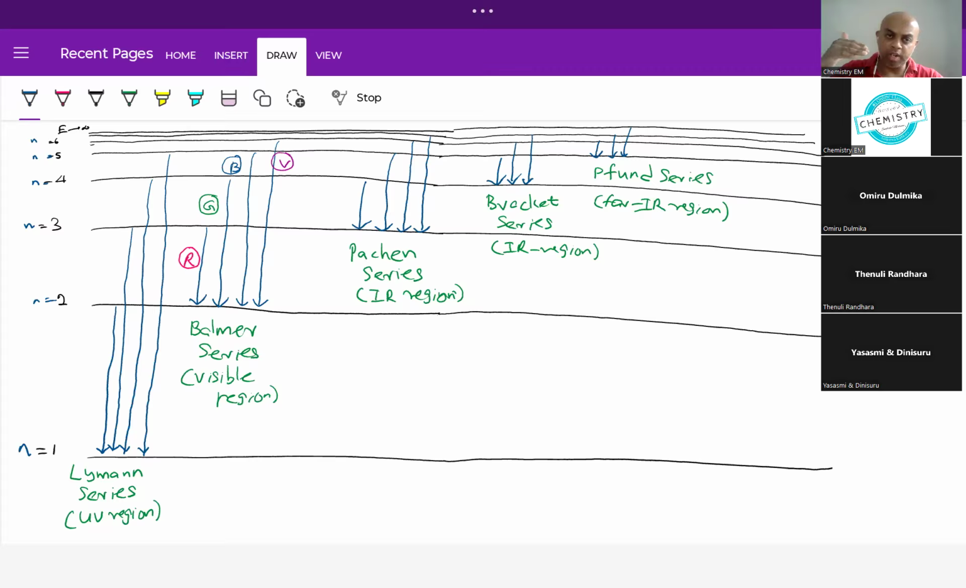Electrons are moving from high energy levels to lower energy level, n equals 5. So that is one series. High energy levels to n equals 4, Brackett series. High energy levels to n equals 3, Paschen series. High energy levels to n equals 2, Balmer series. High energy levels to n equals 1, that is called the Lyman series. Any questions on this one?